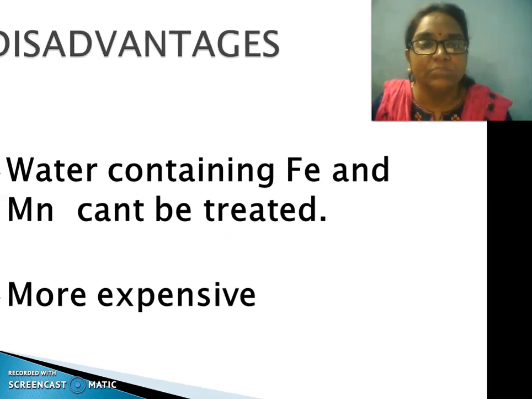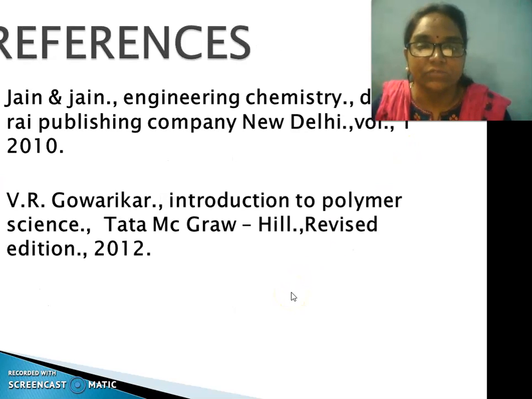Coming to its demerits, water containing iron and manganese cannot be treated by this method, since ions like Fe2+ and Mn2+ immediately react with the anion as well as the cation exchange resins and form a stable compound. As a result, the output is reduced here. Cost-wise also, it is found to be highly expensive.